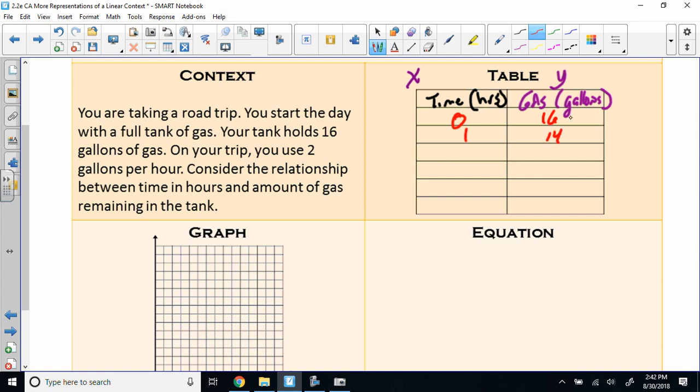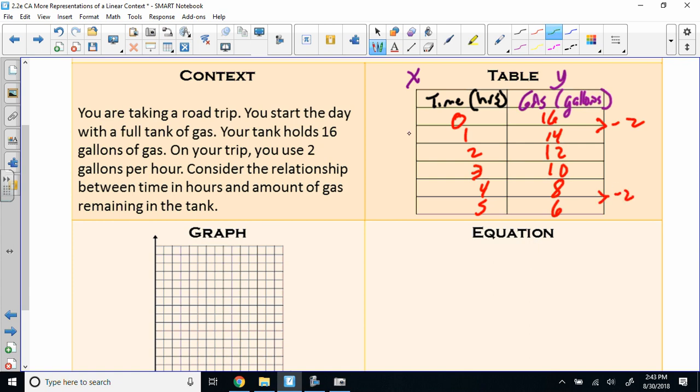At 1 hour, how much gas? 14. How did y'all know that? They're using how many gallons per hour? 2. That's exactly right. So it's going to decrease. It's a -2, right? All right, at 2, that'd be what? 12. At 3, that'd be what? 10. 4. 5.